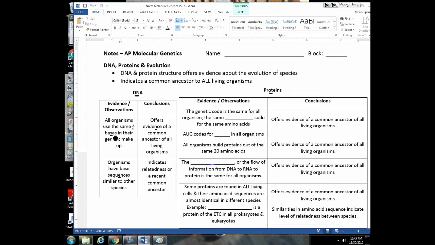Now, we can use the similarity in base sequences to analyze just how related 2 different organisms are. So, for example, we're finding new species all the time. Now we can sequence the DNA of that new species and see what other species here on Earth it is most related to. Now let's talk about proteins and the information that they offer about evolution.